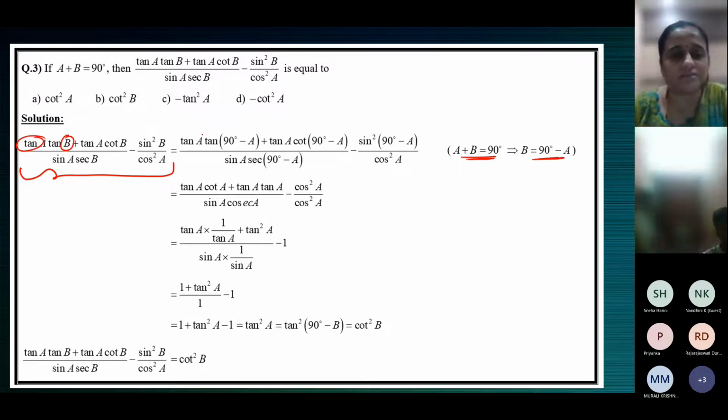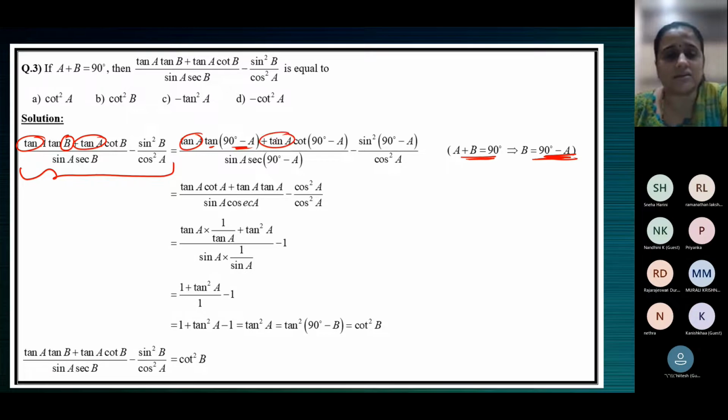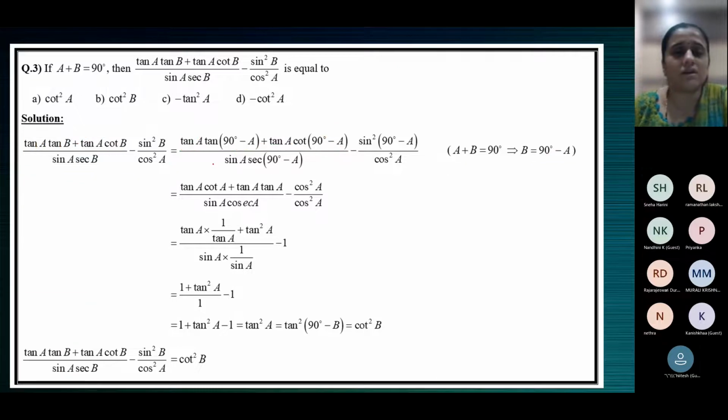So see here, tan B, instead of B, 90 minus A, then plus tan A. Cot B becomes cot of 90 minus A, divided by sine A as it is. Secant B becomes secant of 90 minus A, minus sine square B, which becomes sine square of 90 minus A, divided by cos square A, as it is. If it is A, write it as it is. If it is B, write it as 90 minus A. So that is the first step.